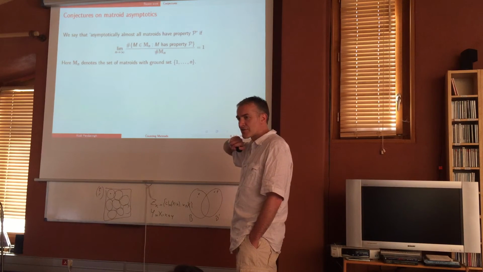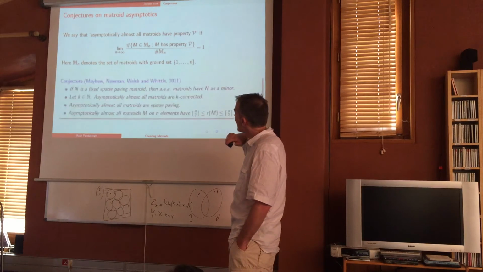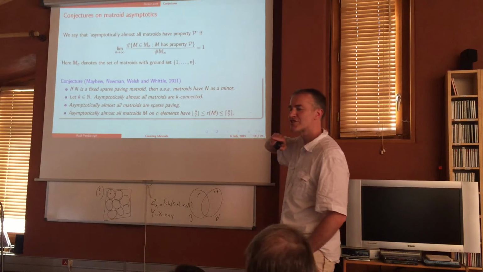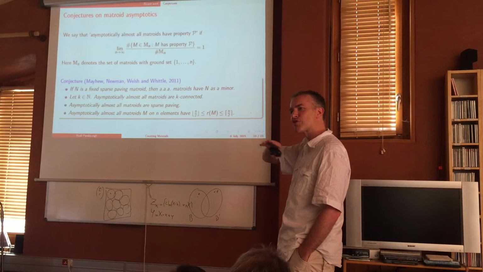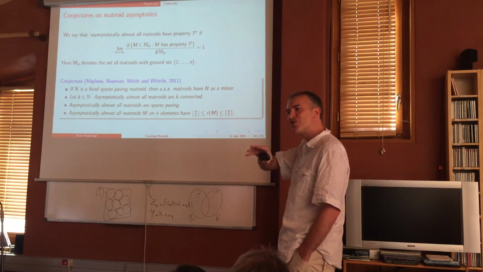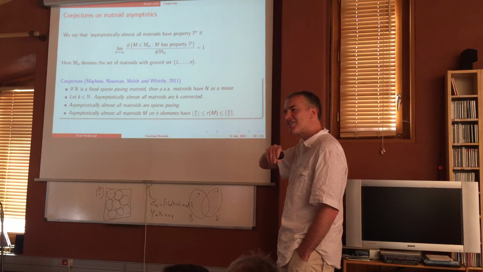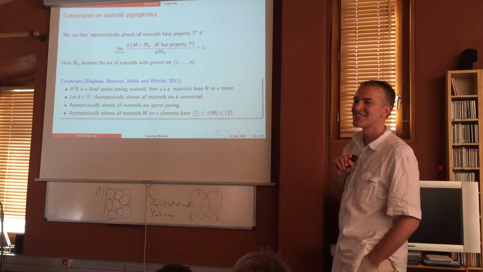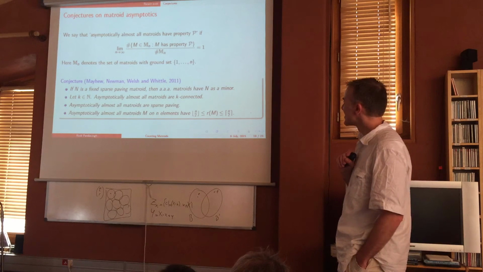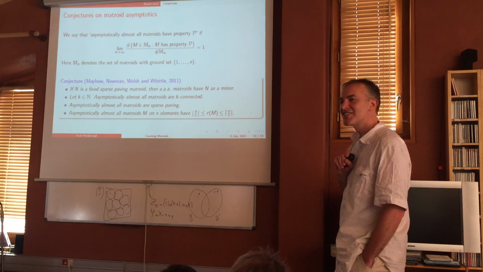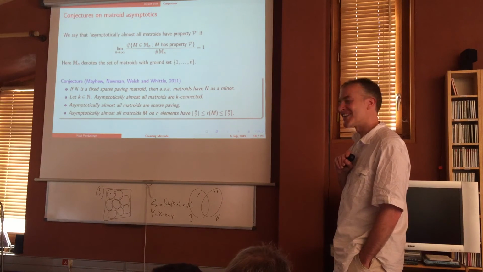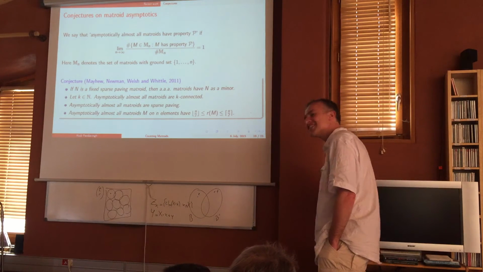Now, I think Dillon, Jeff, Mike Newman, and Dominic Welsh formulated a few conjectures. Not all of them are really your conjectures, I think. Asymptotically almost all matroids being sparse paving is a Henry conjecture. Yes, but my recollection is we tried to find some things that were obviously true that we could prove. You found things that were obviously true that you couldn't prove. Yeah.